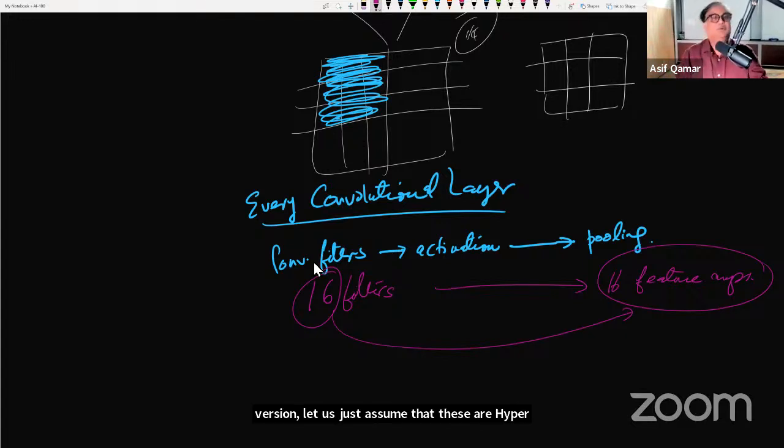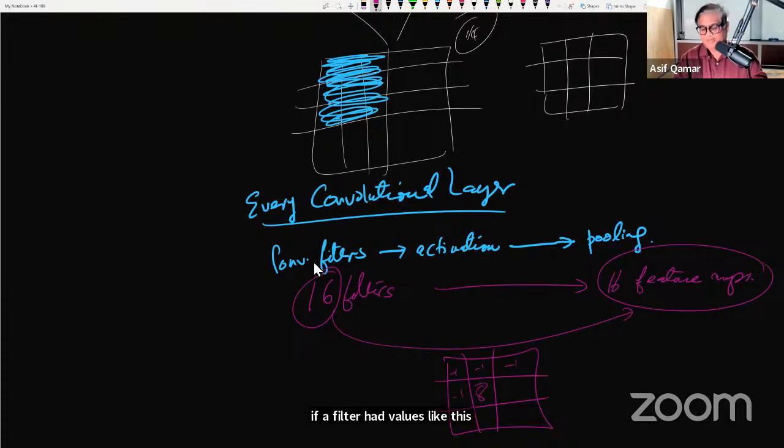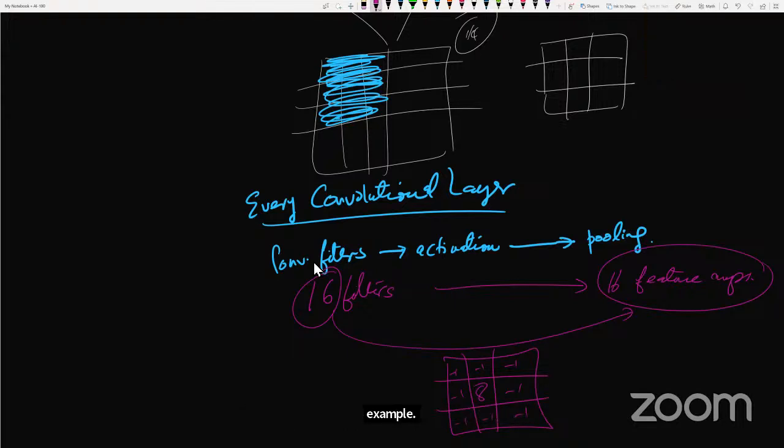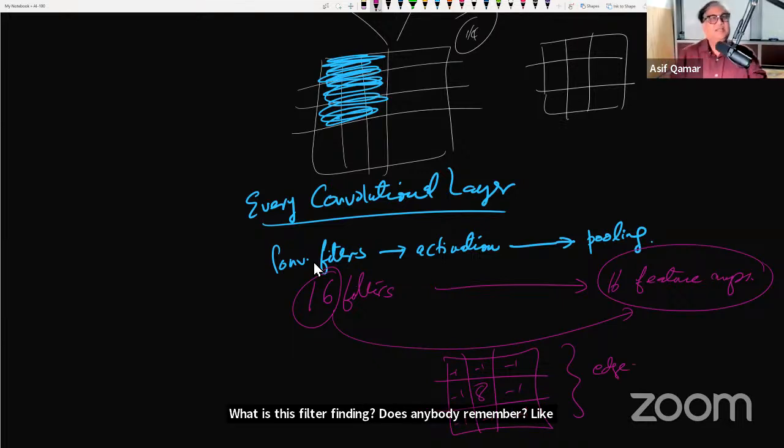But the one thing that you don't get to decide is what these filters will discover. Now, I told you that if a filter had values like -1, -1, -1, 8, -1, -1, and so on, I took this example, and I could have taken a different example. What is this filter finding? Does anybody remember? Edges. This is an edge detector, right?